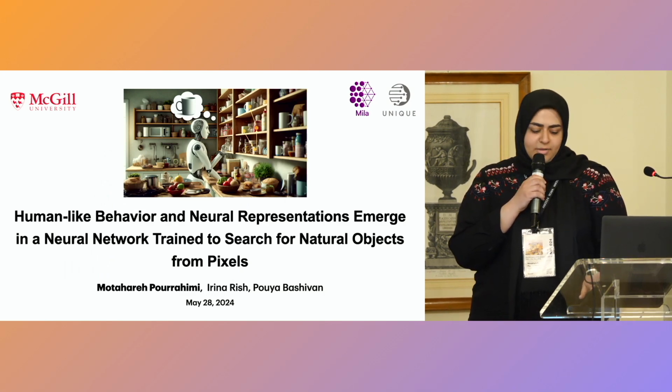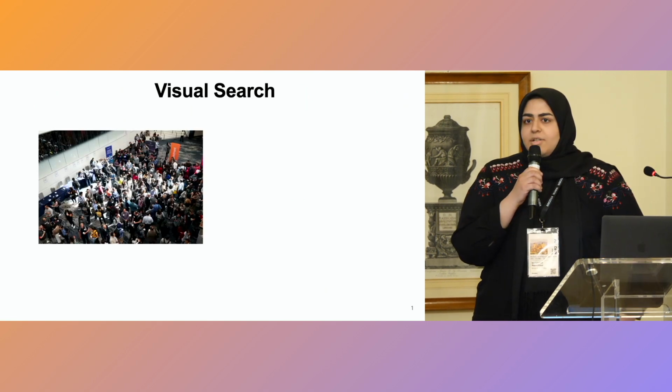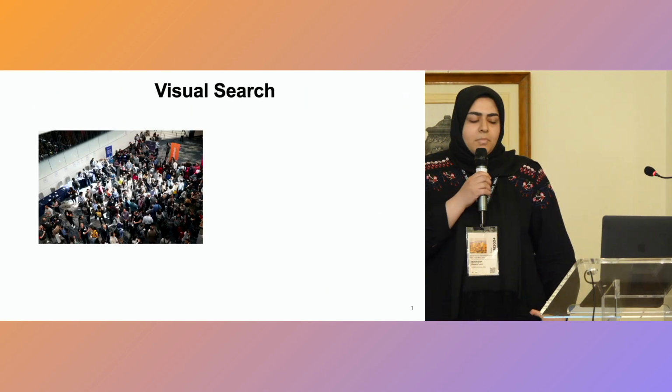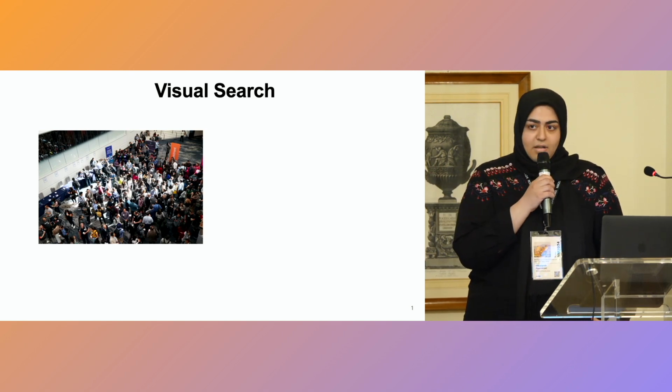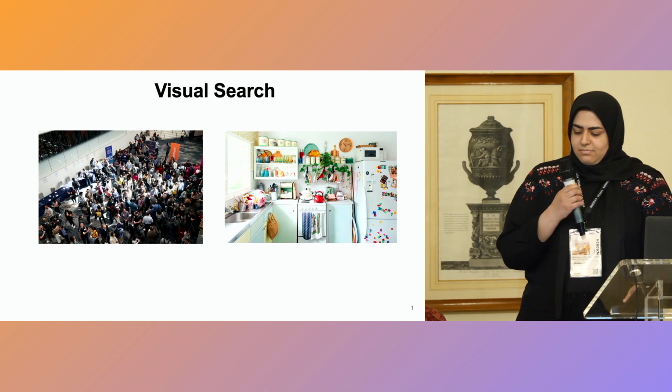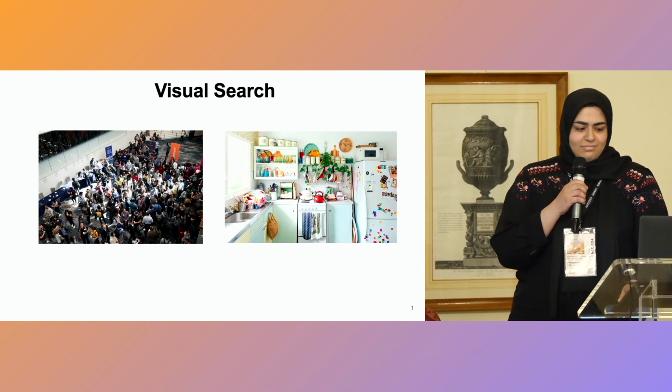In the next 5 minutes, I'm going to tell you about my PhD project on modeling visual search using artificial neural networks. Visual search is the act of finding a target among many visually presented items, like a familiar face in a myriad of people in a conference hall, or a favorite mug in the kitchen.